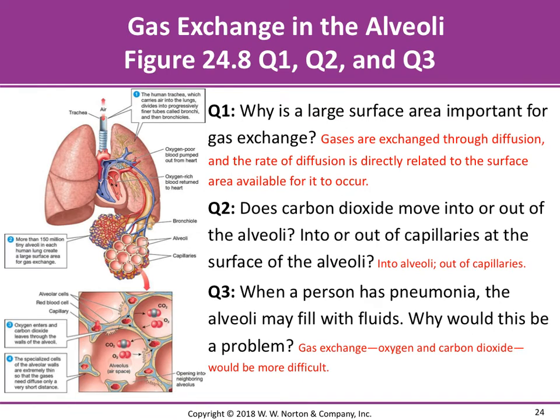So why is a large surface area important for gas exchange? Gases are exchanged through diffusion, and the rate of diffusion is directly related to the surface area available. One way to create larger surface areas is to have many, many small branching tubes.